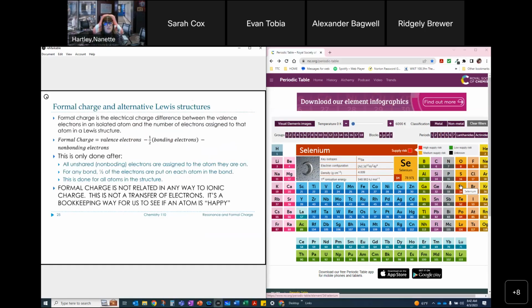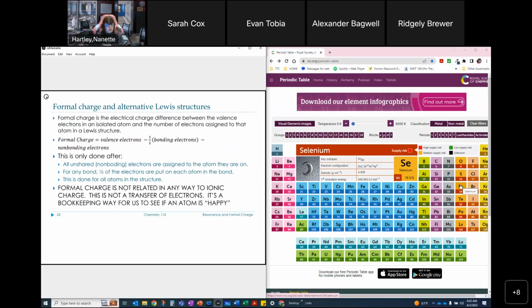So the next thing we have to talk about is formal charge, right? Now, formal charge is an electrical charge difference between the valence electrons in an isolated atom and the number of electrons assigned to that atom in a Lewis structure. That's the formal definition. And there is some math that can go with this, but this is not the normal way that I handle it. You'll see this on the slides. It can be done this way, but it's not always the way that we talk about it.